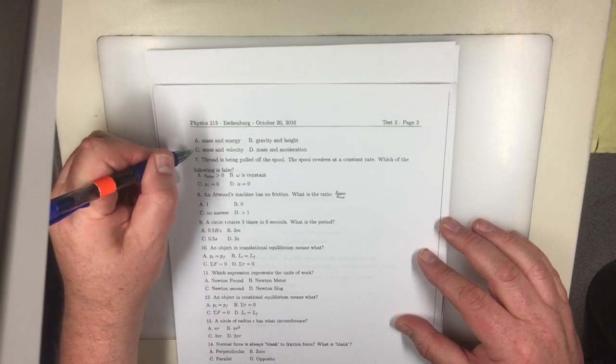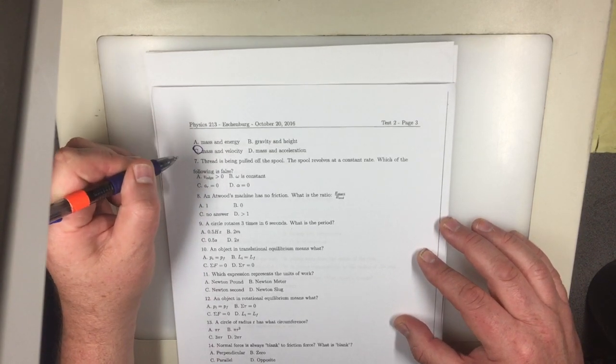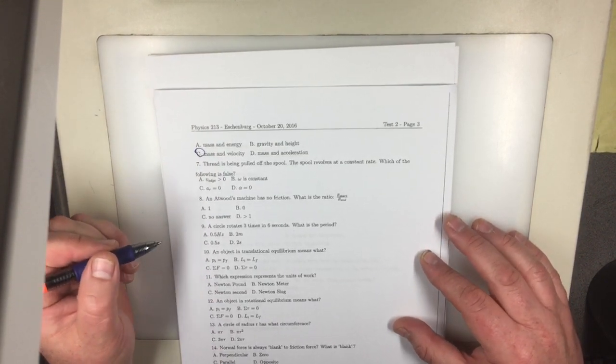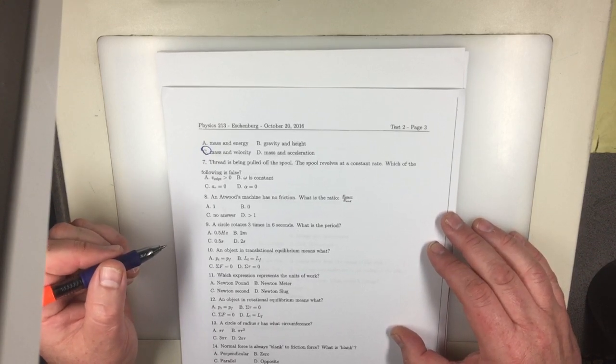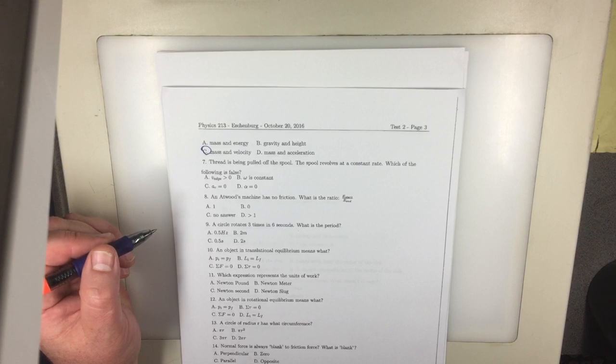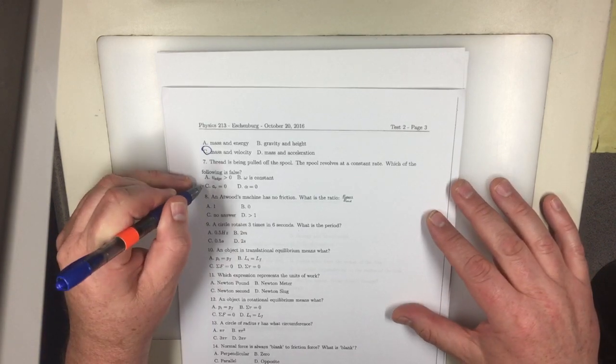Momentum is the product of what two quantities? Mass and, you said volume? Velocity. Okay. You said it with confidence, but it's velocity. Thread is being pulled off a spool. The spool revolves at a constant rate. Which of the following is false? C.